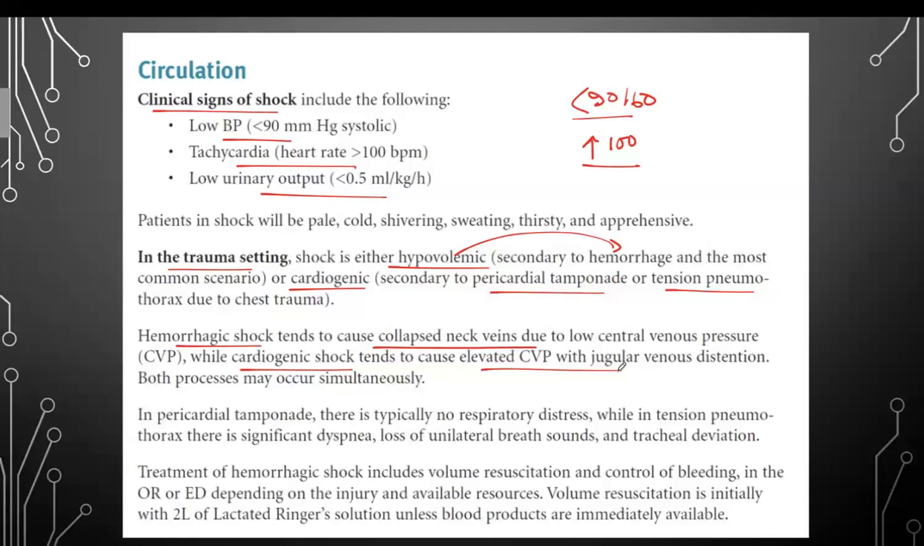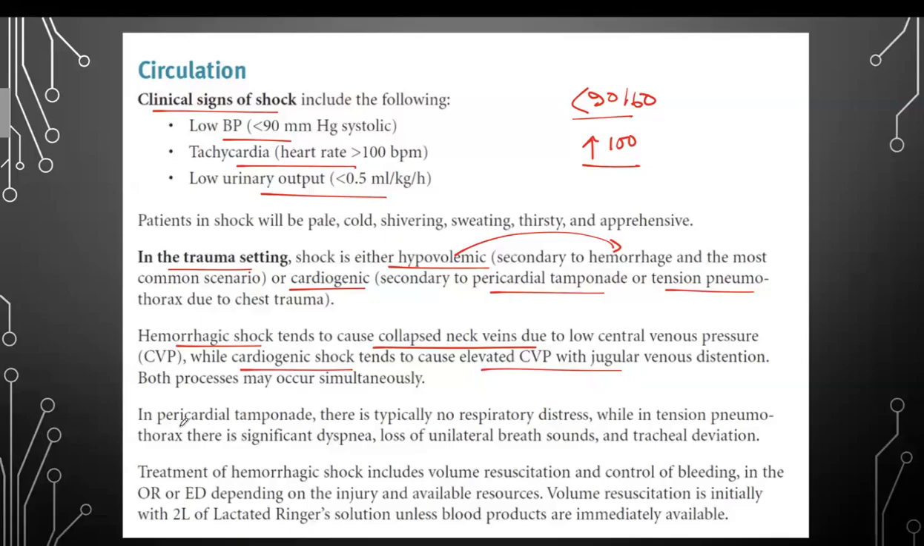Okay, so this will give you an idea. Let's say you have a patient who has trauma and you found that patient is in shock. Don't just assume that it is always due to hemorrhage. It can be cardiogenic shock also. So the next thing you look at is whether the neck vein is distended or collapsed. If it is collapsed, it is likely to be hemorrhage. If it is distended neck veins, then you would think, well, it could be cardiogenic shock.